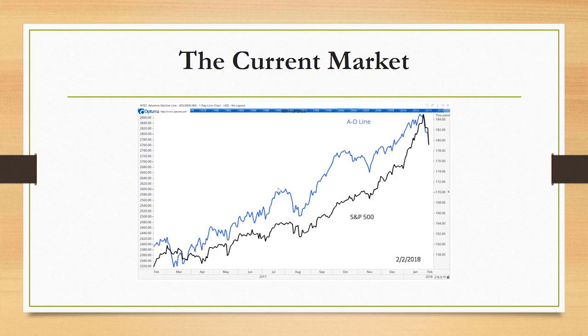We're going to need to see significant changes in the internals before a bear market develops. But for now, the AD line is pointing to the fact that we're simply seeing a pullback. A deep pullback, about 10%, but a pullback nonetheless.